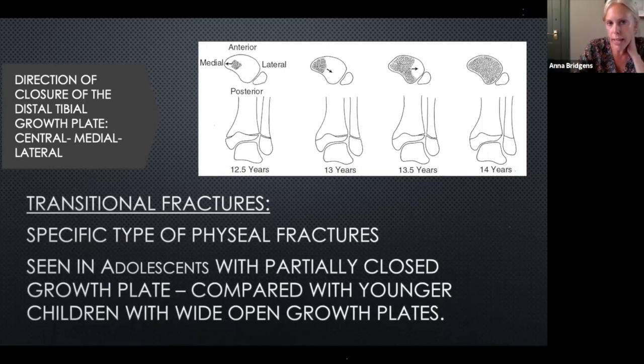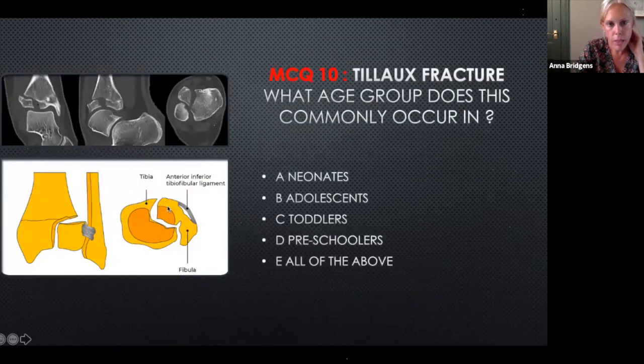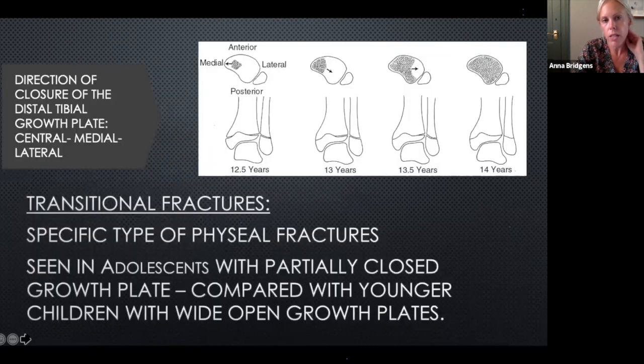So the growth plate of the distal tibia starts to close centrally, then goes medially, then progresses to the lateral side, and finally the anterolateral part closes. And this, if you come back to this slide, is this portion here where the anterior inferior tibiofibular ligament inserts. So you get what's called a Tillaux fracture, where this pulls off.